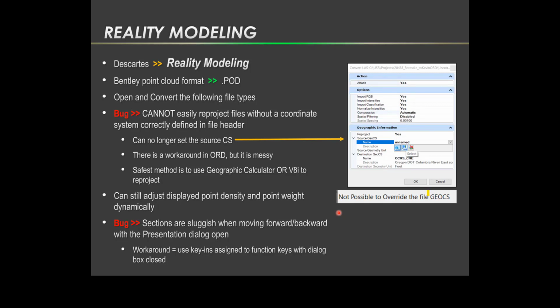So there is a workaround in ORD, but it is pretty messy and it's easy to get things confused. So I'm going to recommend you not do that. I'm not even going to talk about it today. But the safest method is to go back and use Geographic Calculator to reproject it. Or you could probably even go back to V8i and use the tool like you see here, where you can actually set that source GCS.